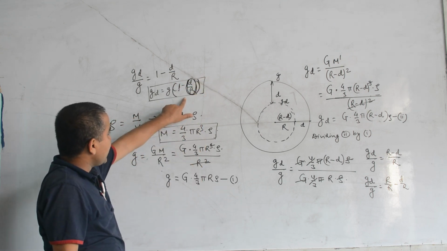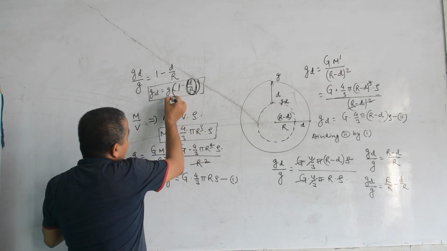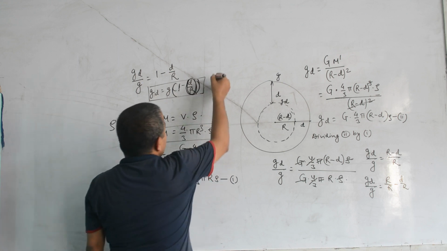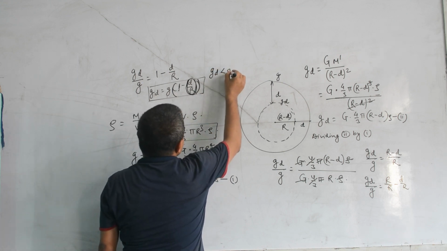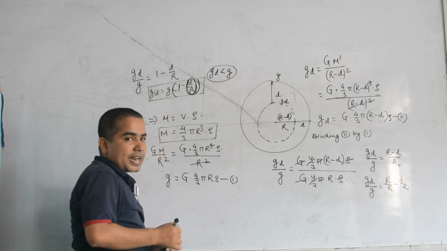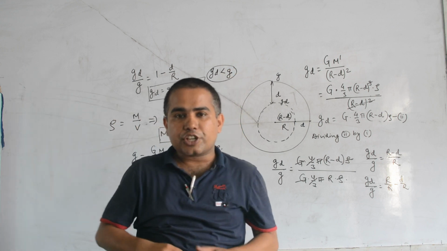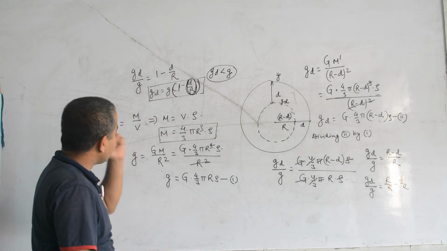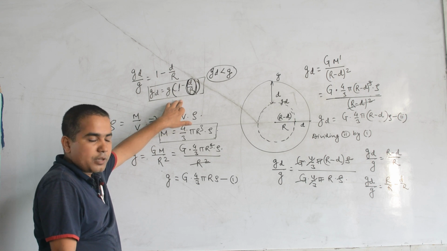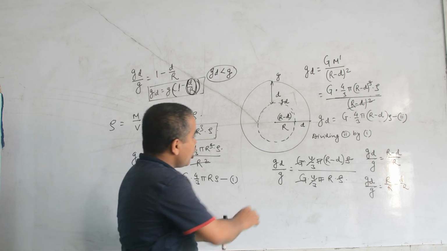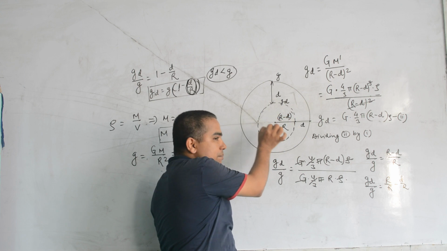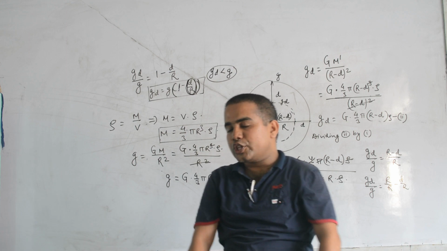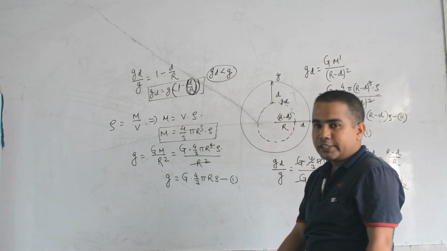When you multiply something by a number less than 1, then definitely the product is going to be less. So we can see gd is less than g. What does it mean? It means that as we go deeper inside the earth, acceleration due to gravity decreases. This can be shown mathematically by this relation, and we can also say that when you go deeper inside the earth, the effective mass of the earth which produces acceleration due to gravity decreases, as a result of which the overall value of acceleration due to gravity decreases.